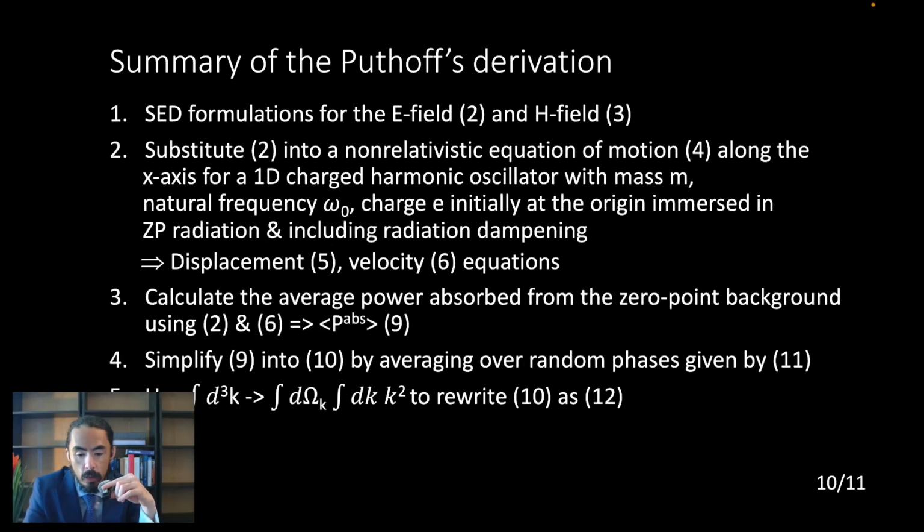Because really, what actually happened here? We have an expression for an electric field and a magnetic field that involves stochastic random terms. Substitute that into an equation of motion to get a displacement and a velocity equation.